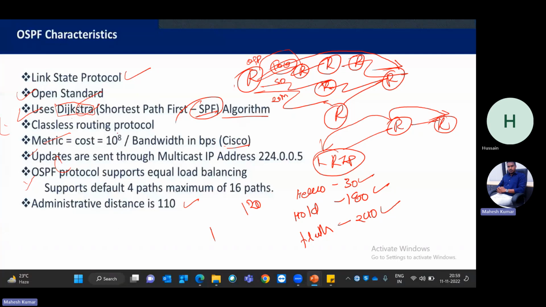So let's suppose this router is configured with OSPF. This router is also configured with OSPF, and this router is also configured with OSPF. So there are multiple paths to reach the destination. Let's suppose 4 paths are there by default to reach the destination. By default, it will distribute the load over those 4 paths and reach the destination. Maximum we can increase to 16 paths. Up to 16 paths we can configure, but by default it will choose 4.